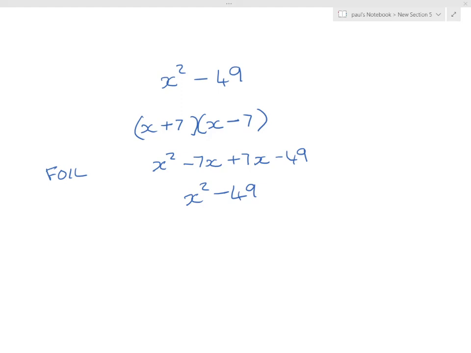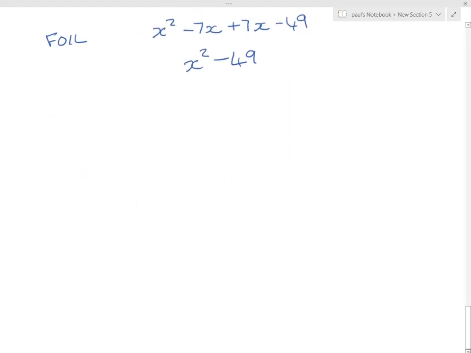Let's have a look. Yeah, I will do that. Must have done things all in a different order. I will do some more factorising.